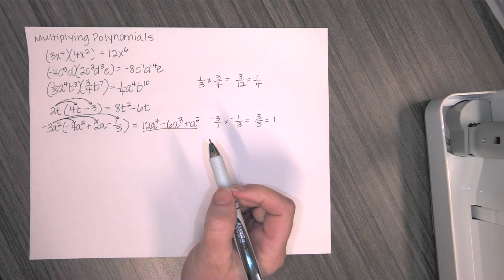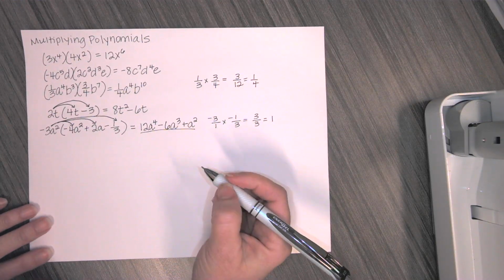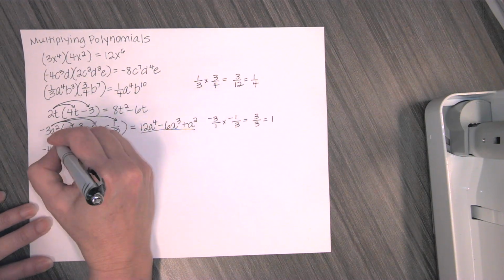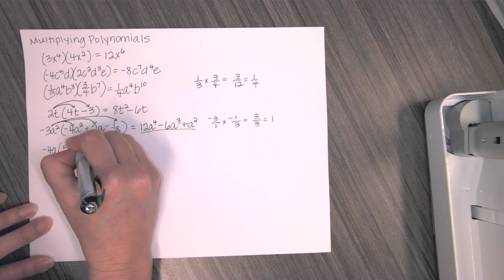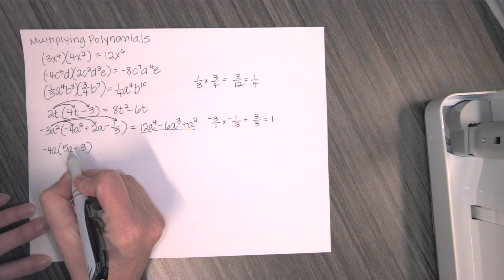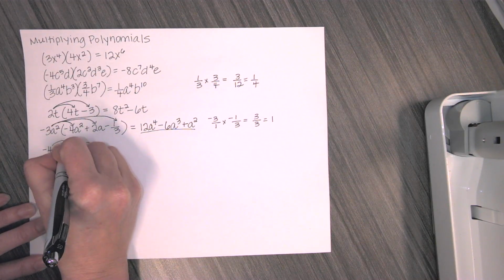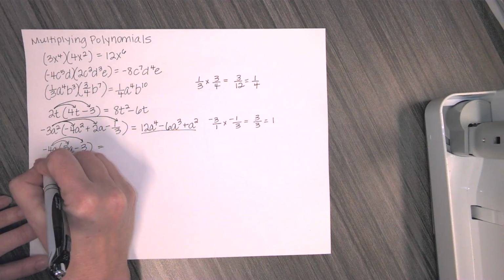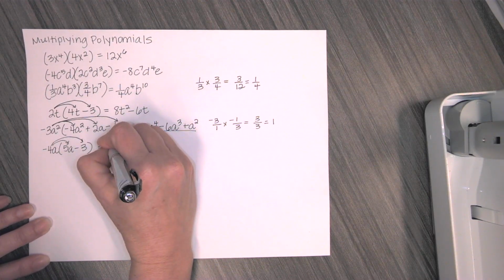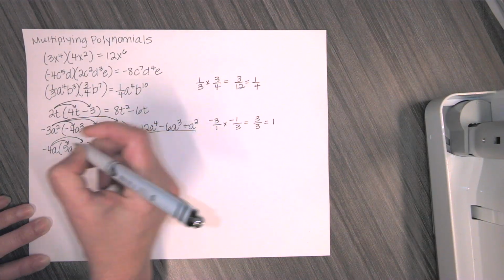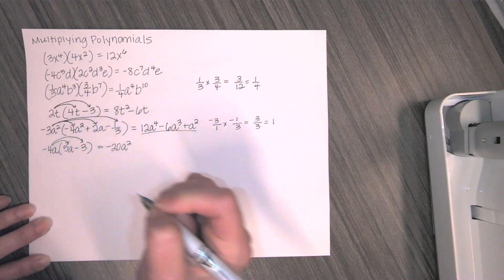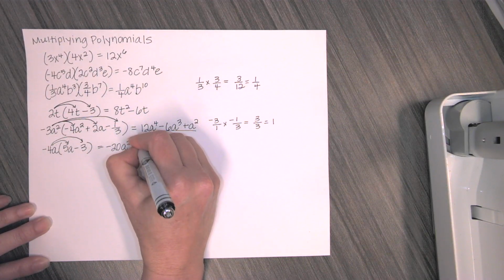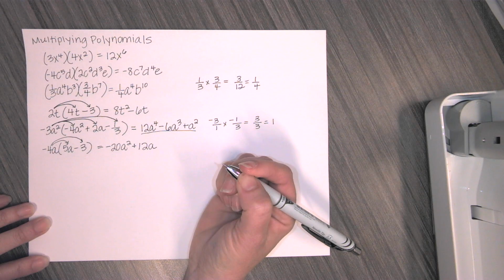All right, now let's do a couple more like that. Then we'll move on to some bigger polynomials. All right, negative 4a times 5a. Again, we're distributing that negative 4a through that set of parentheses. Negative 4a times 5a is negative 20a squared. Again, because 1 plus 1 is 2. And then negative 4a times negative 3 is positive 12a.